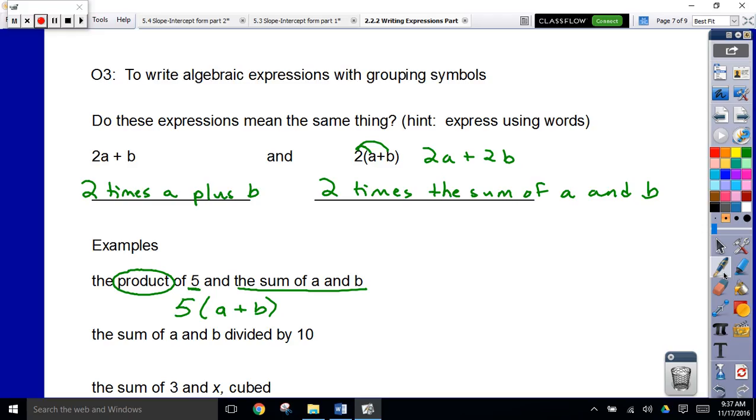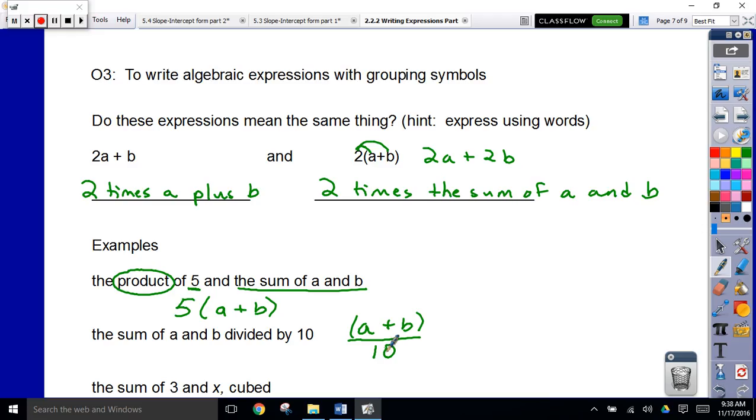The sum of a and b divided by 10. How do you think I would write that one? Volunteer. Mackenzie? a, parentheses, a plus b, parentheses, divided by 10. Okay, but how do you want me to show division? Like division? But I don't really like the division symbol for algebra. What's the better way to show division? Fraction? As a fraction. So we could use a fraction symbol and we could put a 10.